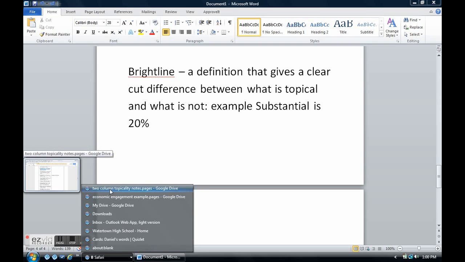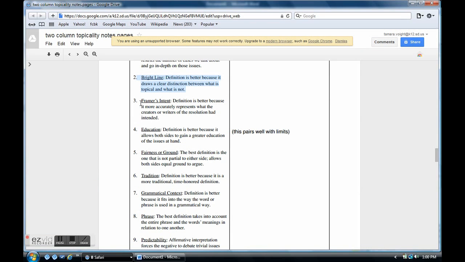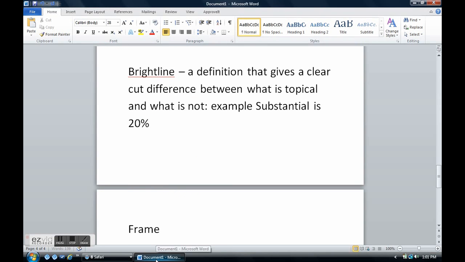The third standard is framer's intent. Framer's intent is kind of hard to prove because it argues that the definition that fits with the folks that framed the resolution, the people that wrote the resolution, whatever their intent was, is the definition we should stick with. And sometimes that's hard to prove.